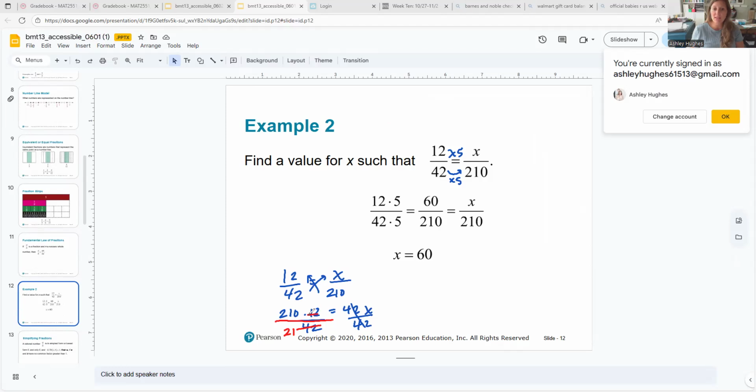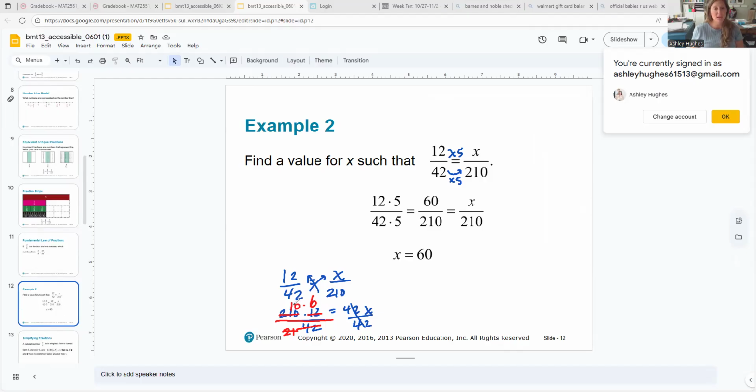I'm also going to divide this by 2 because I have to do the same thing on the top and the bottom. So I get 6. Now, I know that 21 and 210 are related, right? If I take 21 and multiply it by 10, I would get 210. So basically take 210 divided by 21, and you get 10.